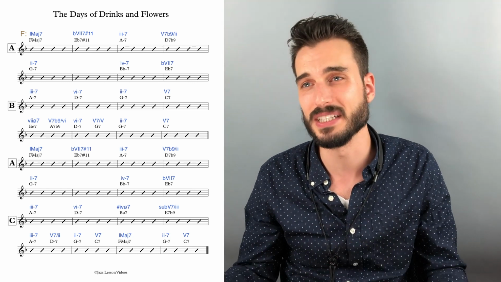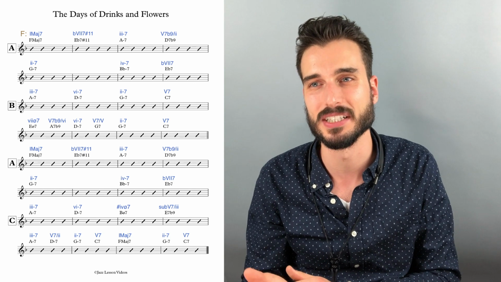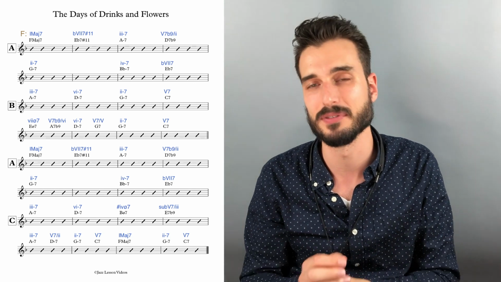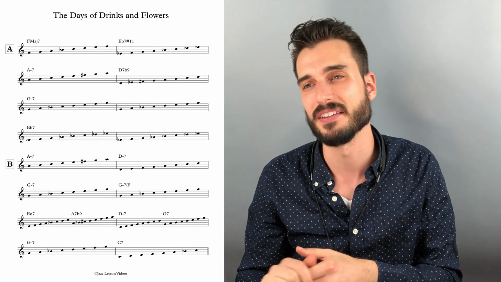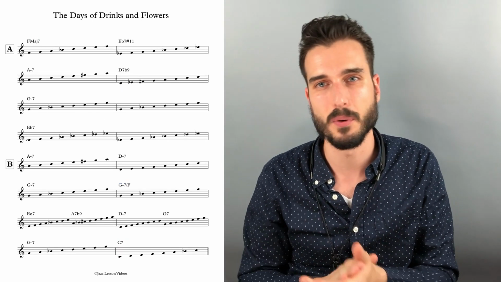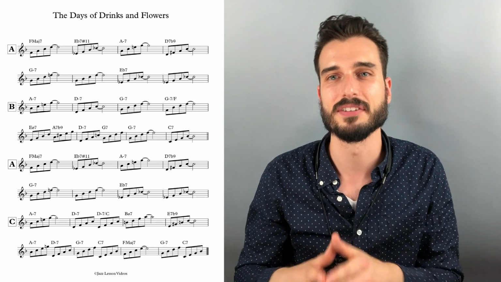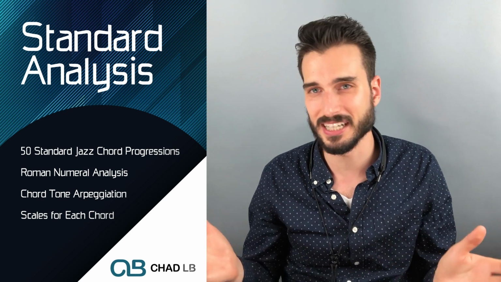So what we've done with this PDF, this Analyzing Standards PDF, is we've given you all three of these things. We've got the Roman numeral analysis that we just went over so you can see all that. We've got the scales and the chords of 50 different standard chord progressions, and these are all chord progressions that everybody should know.